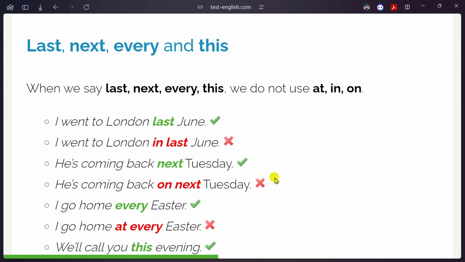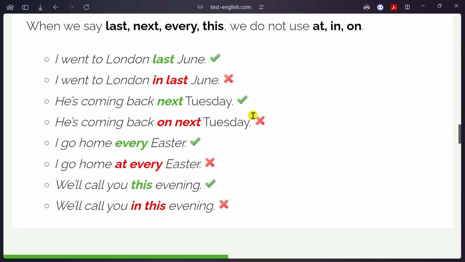Then when you use last or next or also every and this, we do not use these prepositions. We went to London last June, not in last June. He's coming back next Tuesday, not on next Tuesday. We go home every Easter. Remember, Easter is like a special occasion. We use at Easter, but we don't say at every Easter, just every Easter.